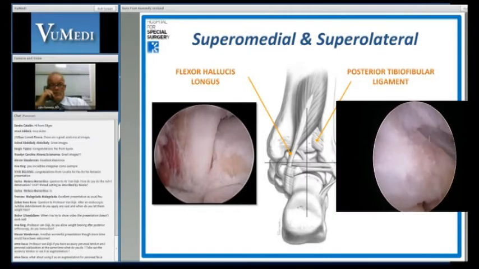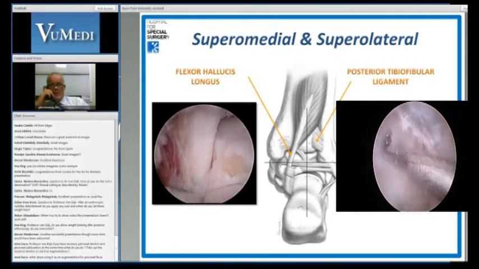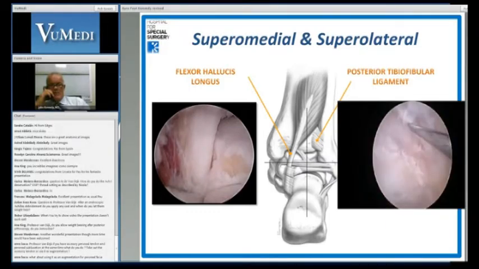Here we go. So this is the PTFL on the supralateral quadrant here. And then underneath, or deep to that, is the transverse ligament. I think it's important to look at that carefully, particularly in case of posterior impingement. We then move on to the supromedial quadrant, where we look at the flexor hallucis longus and debride any muscle belly that may be low-lying or any degeneration there.